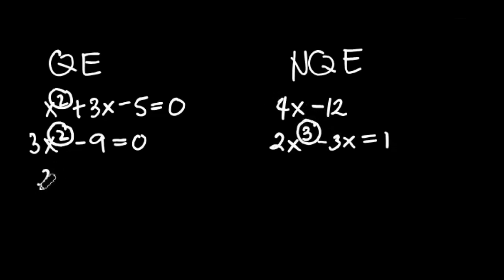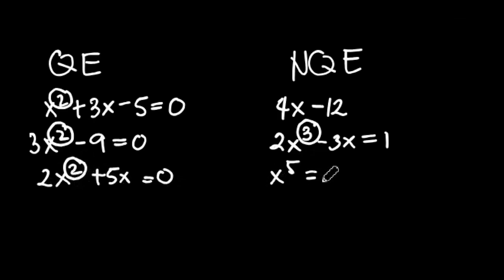Okay? Another example would be 2x squared plus 5x equals 0. Kulang ng constant, no? Yung c. Pero, ang pinakamataas pa rin dyan is squared. That makes it quadratic equation. On the other hand, x raised to 5 equals 4x minus 1. Oh, ang pinakamataas dito is 5 degree. So, that is not a quadratic equation.